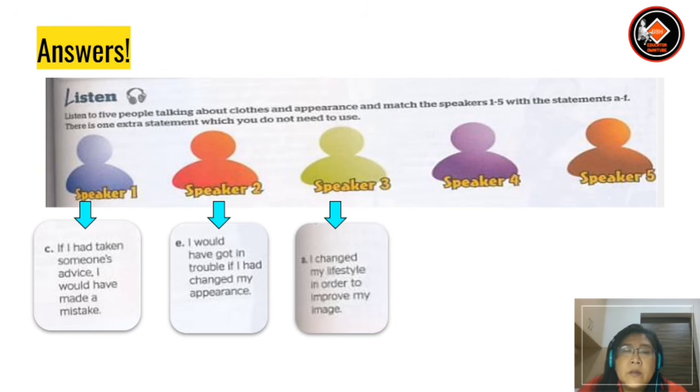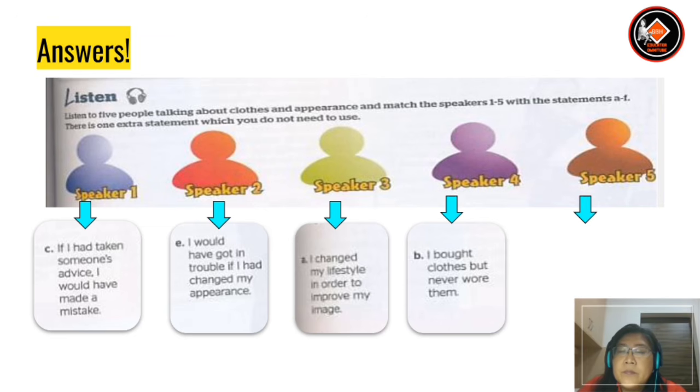Speaker 3 will be A. I changed my lifestyle in order to improve my image. And then speaker 4 will be I bought clothes but never wore them. And lastly, speaker 5, I borrowed something and didn't remember to give it back.